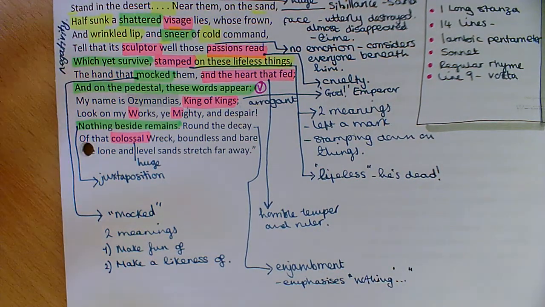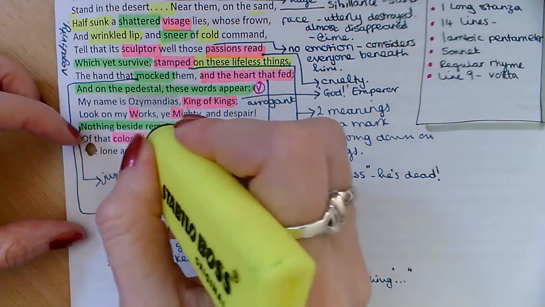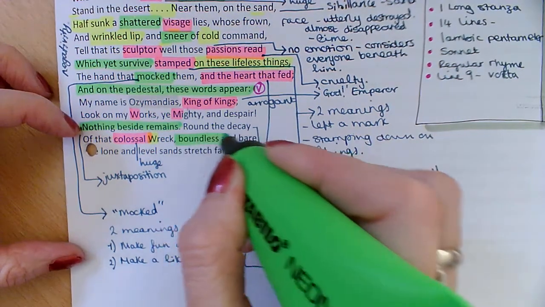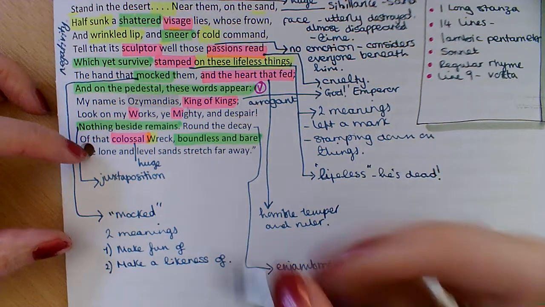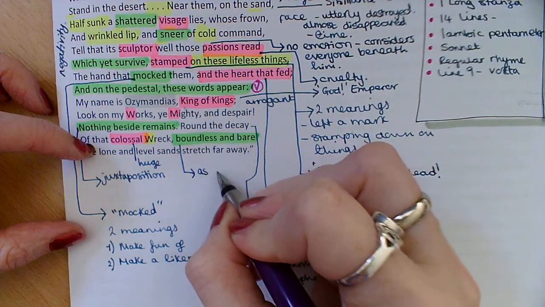And then we've got colossal wreck. Now look how we've got capitalisation of works and mighty, and now we've got the capitalisation of wreck. It's that whole idea of the only thing that's left of him is this destroyed thing, but we're still capitalising it because it's important, because he felt he was important. And then we've got boundless and bare. Those lovely plosives there. As far as the eye can see, boundless. There's nothing there. Without boundary.